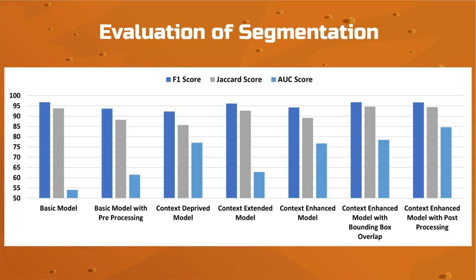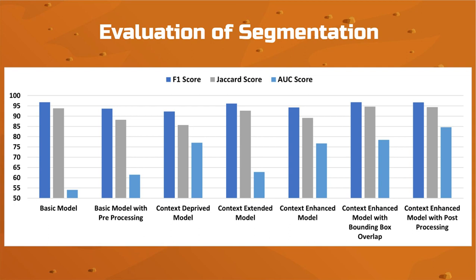The basic models had high F1 scores and Jacquard scores, but the AUC score was around 0.5. Even with pre-processing, the AUC score increased only up to 0.6. Next, in the context-deprived model, we increased the AUC score, but the F1 and Jacquard scores were reduced. On the other hand, in the context-extended model, we got high F1 and Jacquard scores, but a low AUC score. By combining the two models in the context-enhanced model, we were able to gain sufficient scores for all three evaluation criteria.